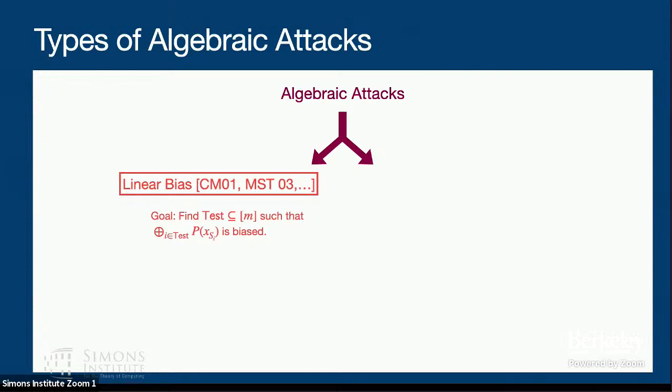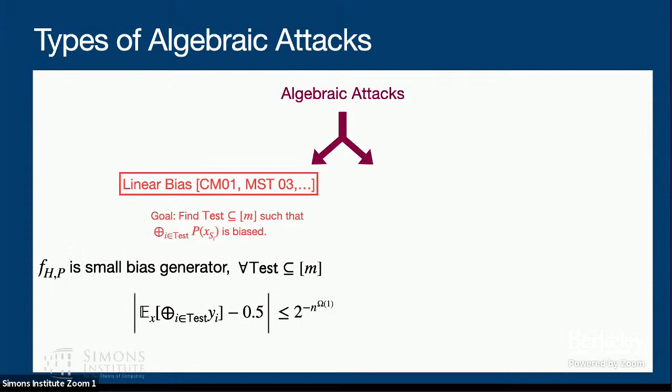Here the goal of the adversary is to find a combination, which I'm going to denote by test. The test should be such that when someone XORs the combinations corresponding to that test, those combinations, in expectation, should be biased in probability, because this shouldn't happen when the outputs are random.